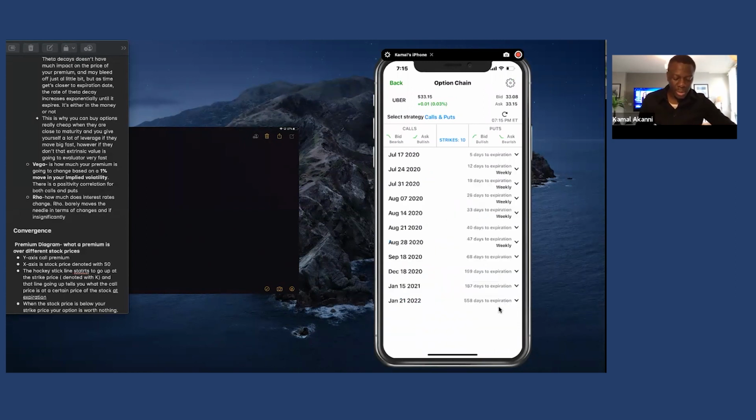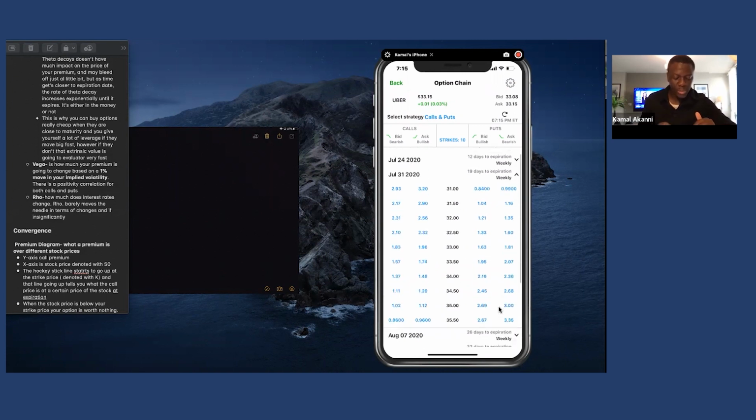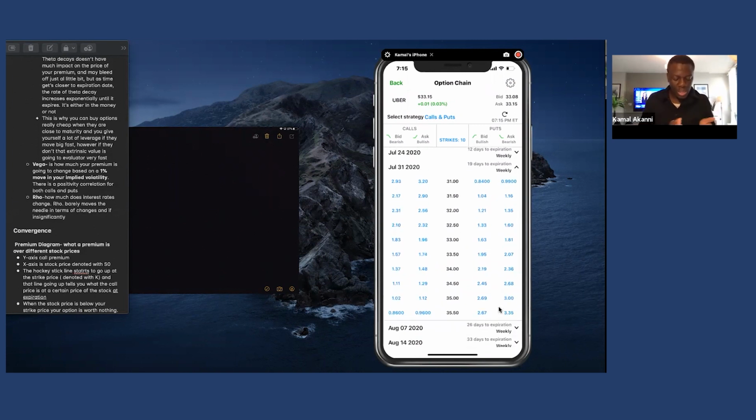Like I mentioned earlier, the first thing you want to pick is your expiration. Same thing here as well. On Ameritrade you will pick your expiration. So we're looking at July 31st. I want to see everything on July 31st. The others don't concern me. Now on the left side, I'm looking at the calls. On the right side, I'm looking at the puts.